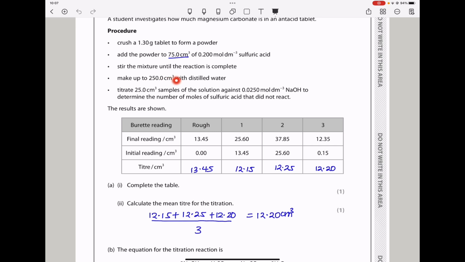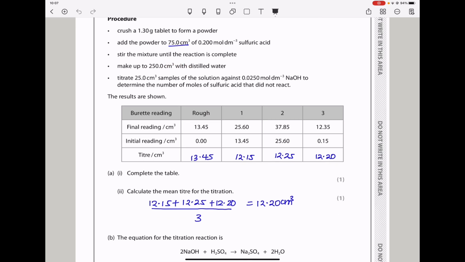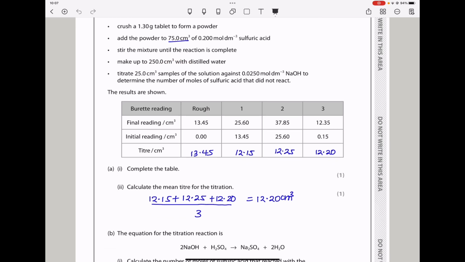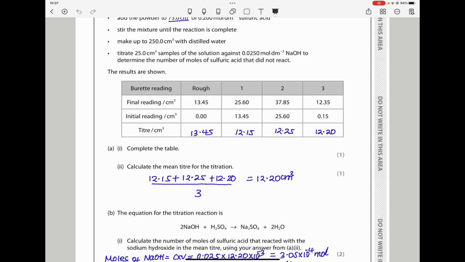Then make up to 250 cm³ with distilled water. Then they titrate a 25 cm³ sample of the solution against sodium hydroxide to determine the number of moles of sulfuric acid that did not react. So the results are given in the table. We have the final reading, the initial reading, as well as the different titres, which are rough, 1, 2, and 3. So the first question was complete the table.